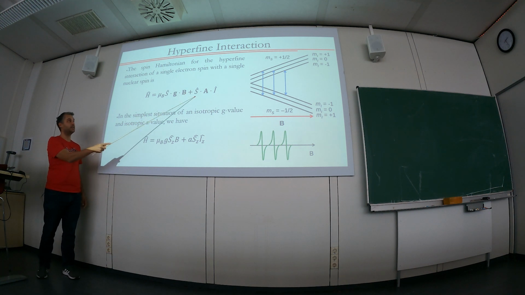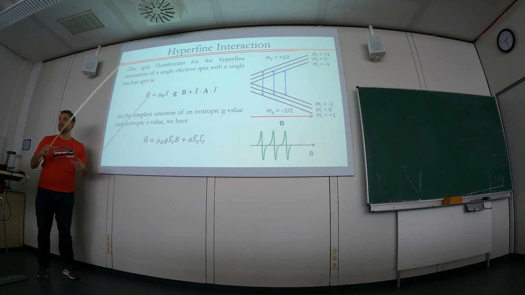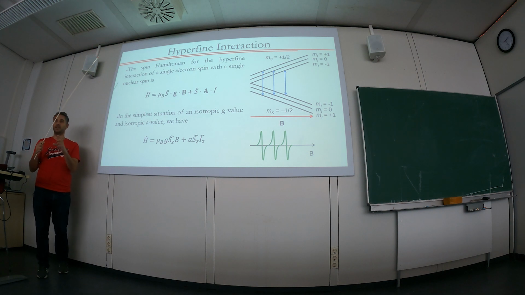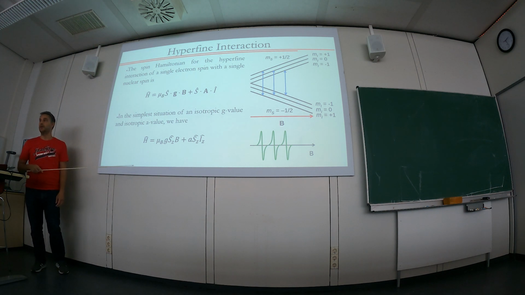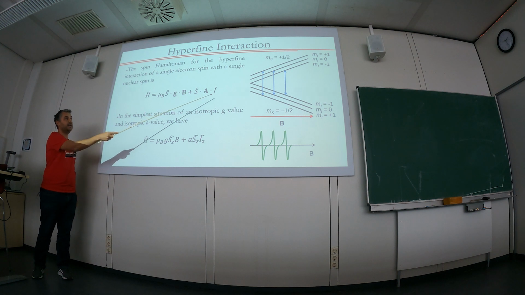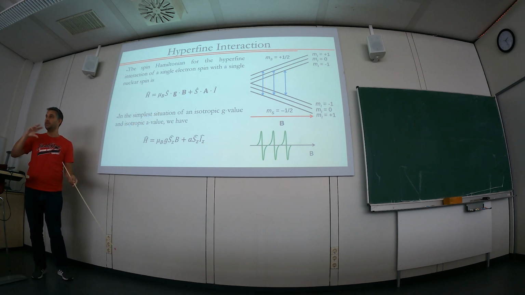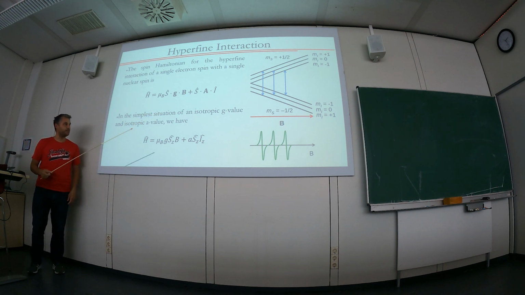So this is a vector, this is a vector, and this is a tensor. A tensor is basically a matrix, in this case a 3 by 3 matrix. So you can actually calculate this stuff as matrix vector products.